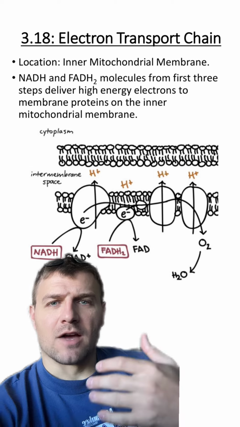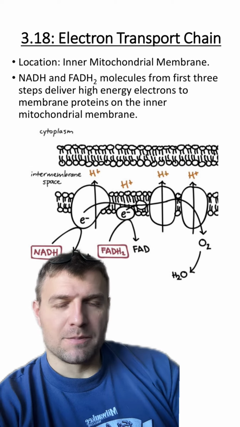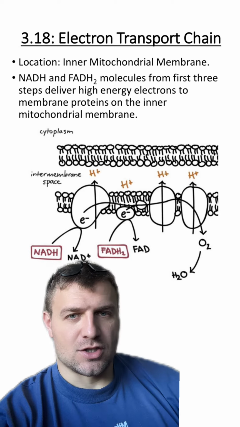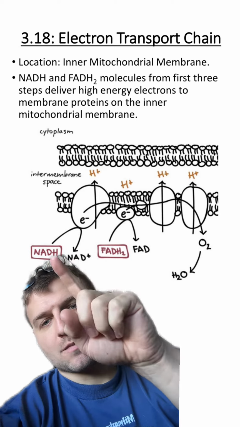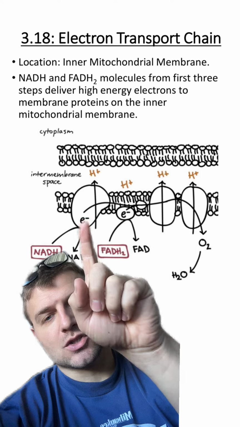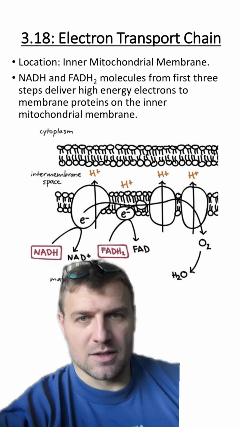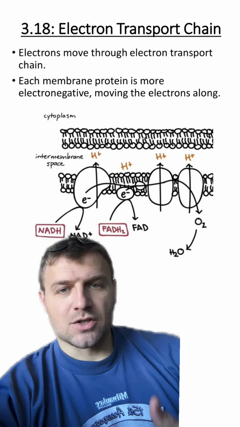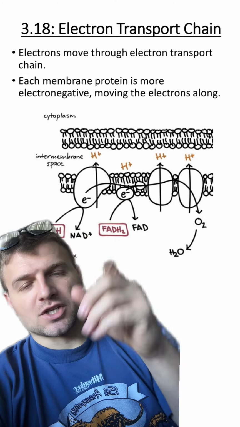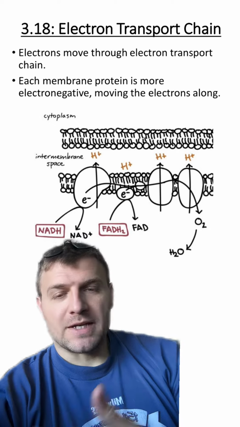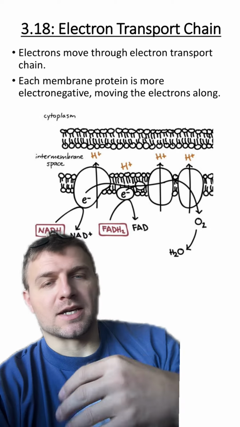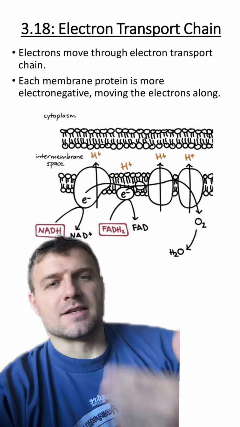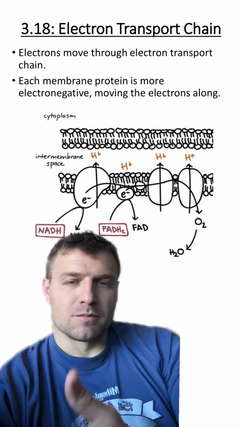Remember that we ended off with the production of just a little bit of ATP and a lot of these molecules called NADH and FADH2. These molecules are going to deliver their electrons to the electron transport chain. They're also going to donate their hydrogen ions to this space as well. Now, the electrons are going to move through this electron transport chain, which are, again, just membrane proteins. Basically, these electrons are going to move through this chain because each protein is just a little bit more electronegative than the last. This helps the electrons move along from protein to protein.